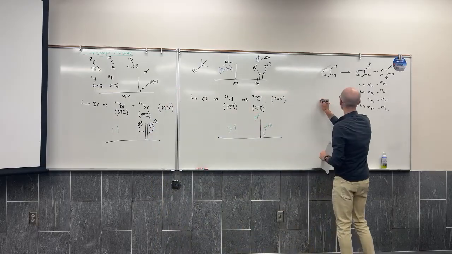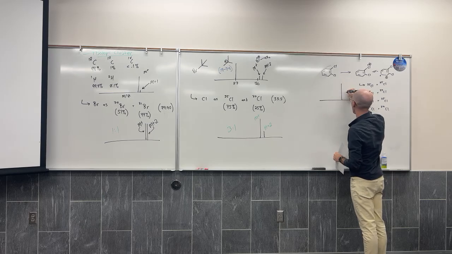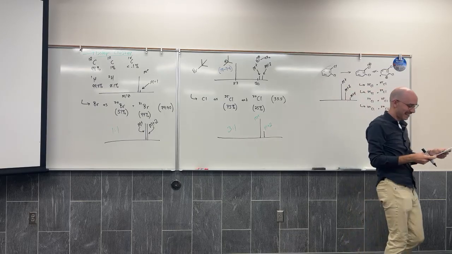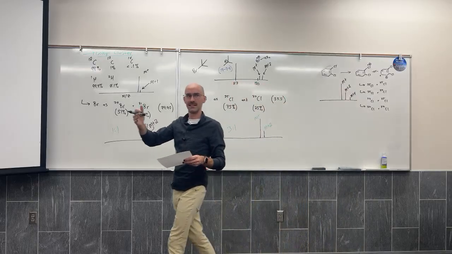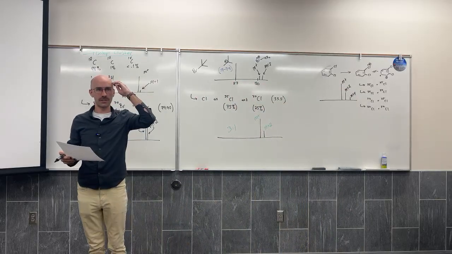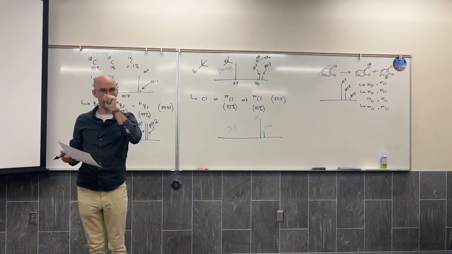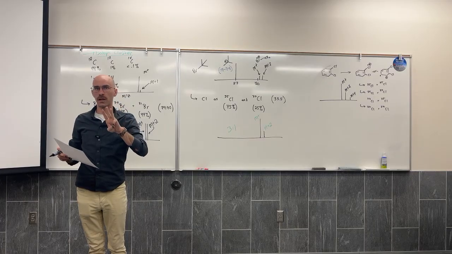So the molecular ion isn't just an M plus 2. It gives us M plus 2, but then this opportunity to get an M plus 4. So you can see that there's this isotopic cluster of 3 peaks in that isotopic cluster.